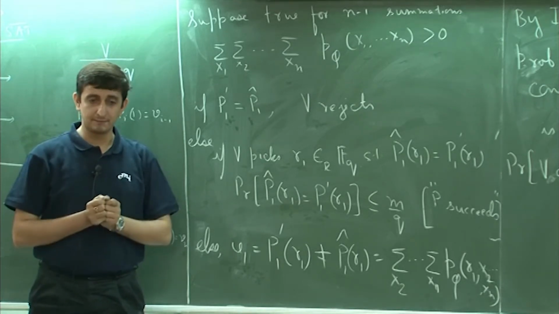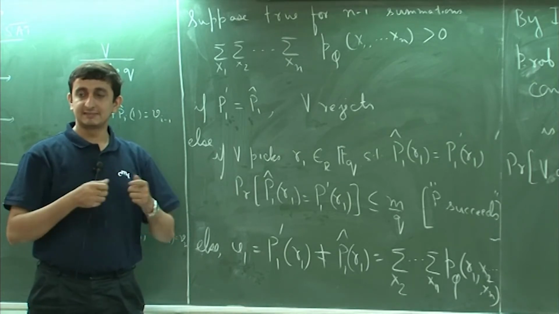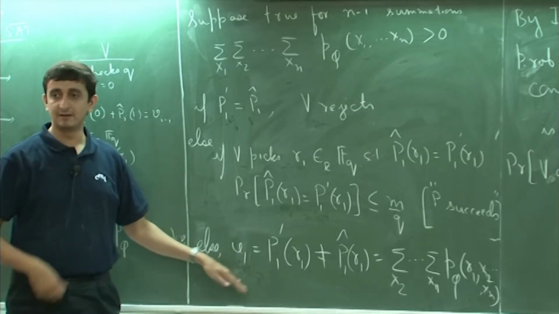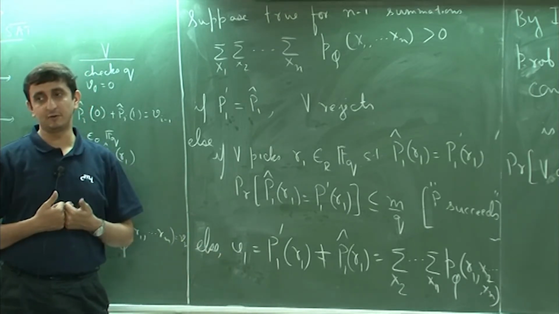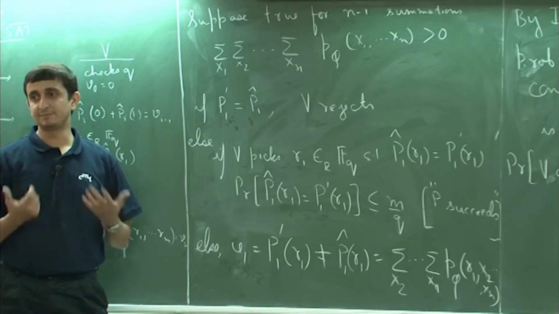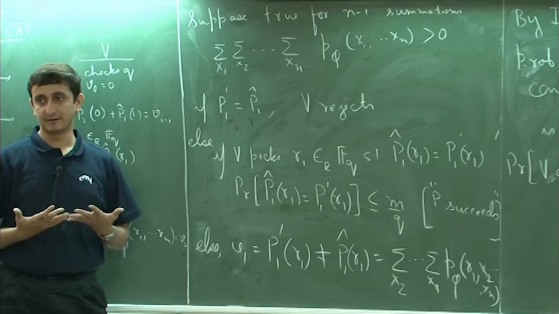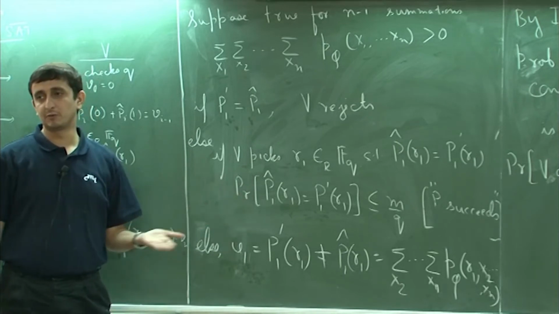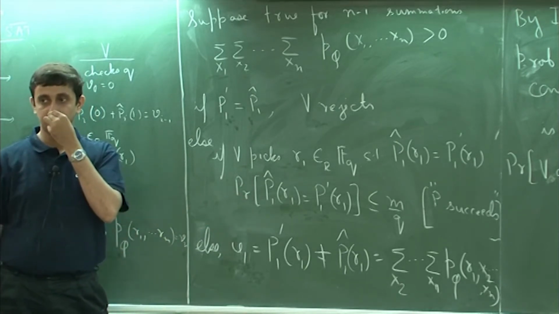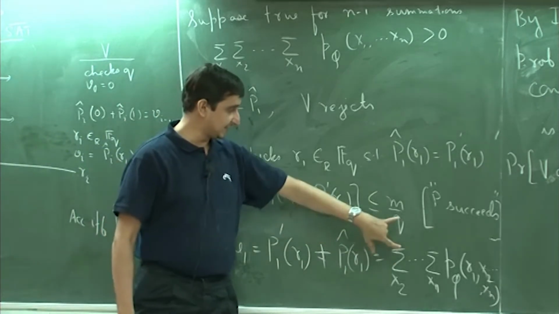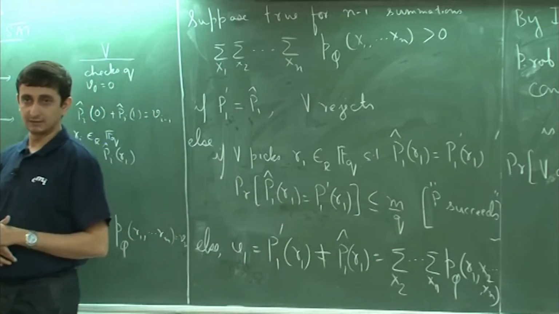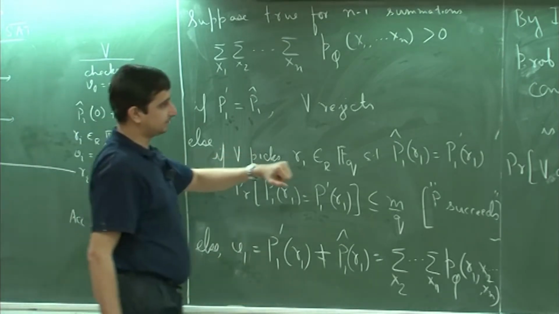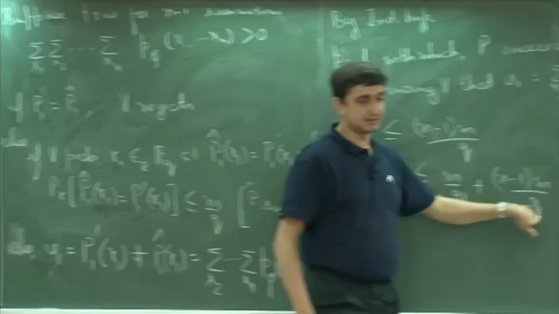Now the prover has to come up with a P2 prime such that P2 prime 0 plus P2 prime 1 is equal to V1 and so on. But now the prover himself knows that no matter what he does, that is not the case. So his best bet is to somehow cheat the verifier. And by our induction hypothesis, he can do that with probability at most n minus 1 m by q. So these two events are exclusive events, so the probability of them happening is at most this plus this.